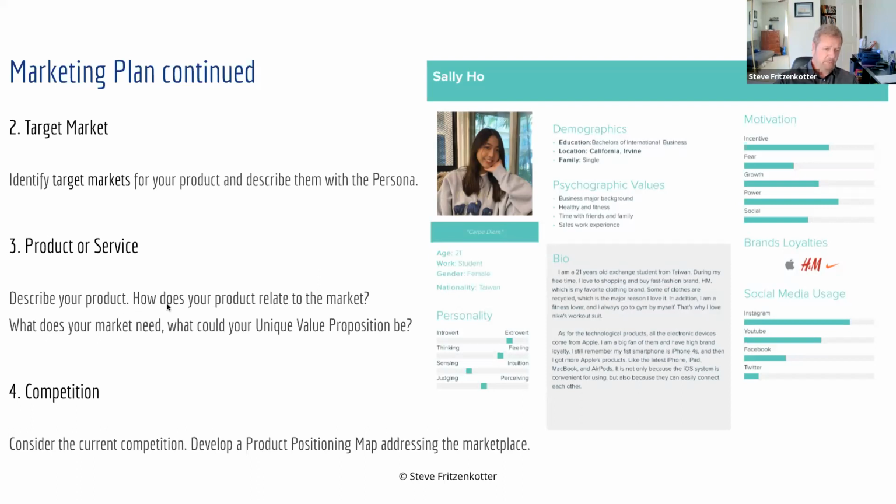And then we describe the product. We build what's called a product positioning scale, which you're going to be directed to, and which is otherwise known as a perceptual map.